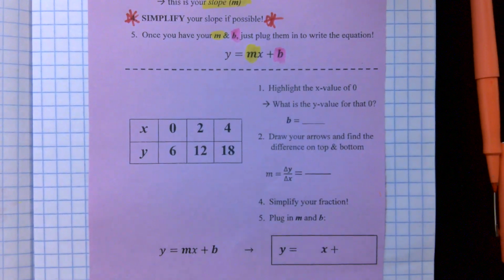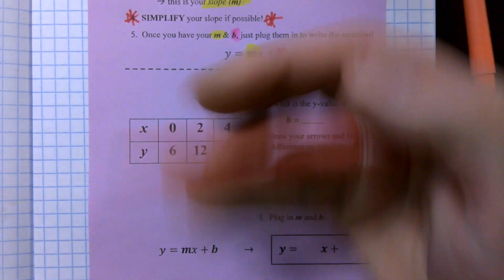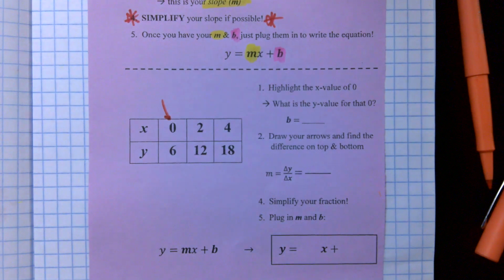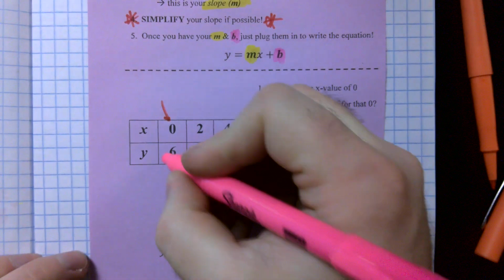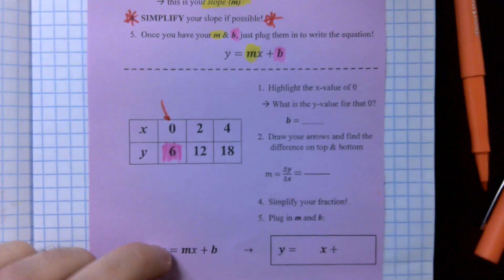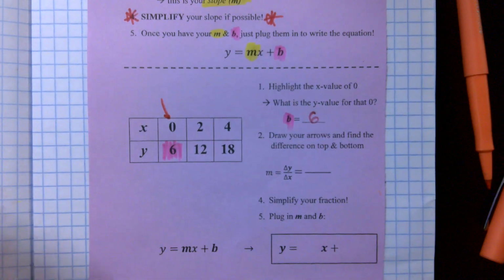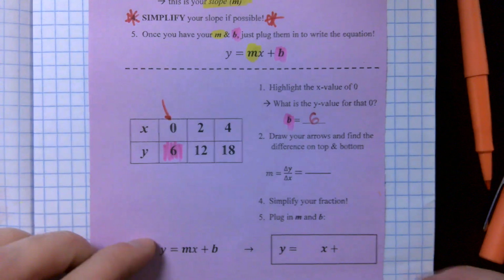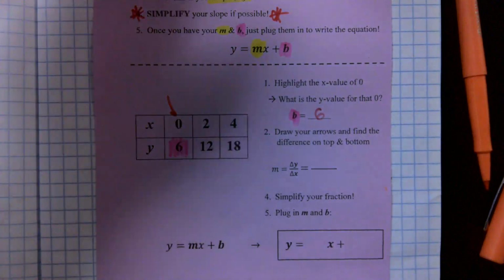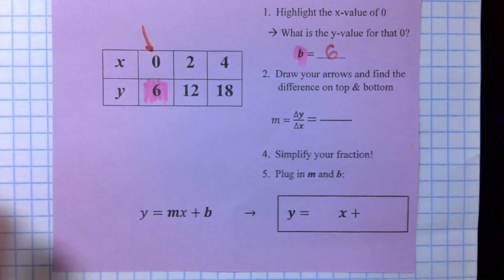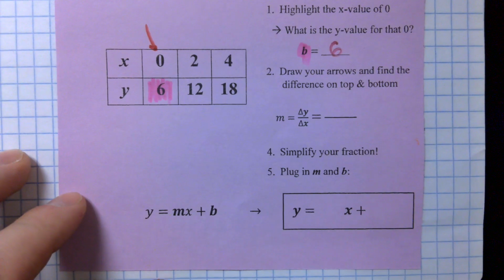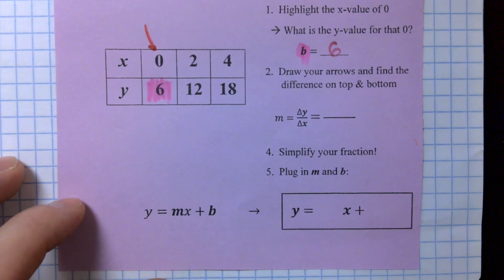Do you guys see an x value of 0? Yes, you do. It's right there. What y value do you see directly underneath that 0? 6. So what is my b going to be equal to here? 6. That part's easy. Right, again, we're just using our eyes and a very surface level part of our brain to figure out which number is b.